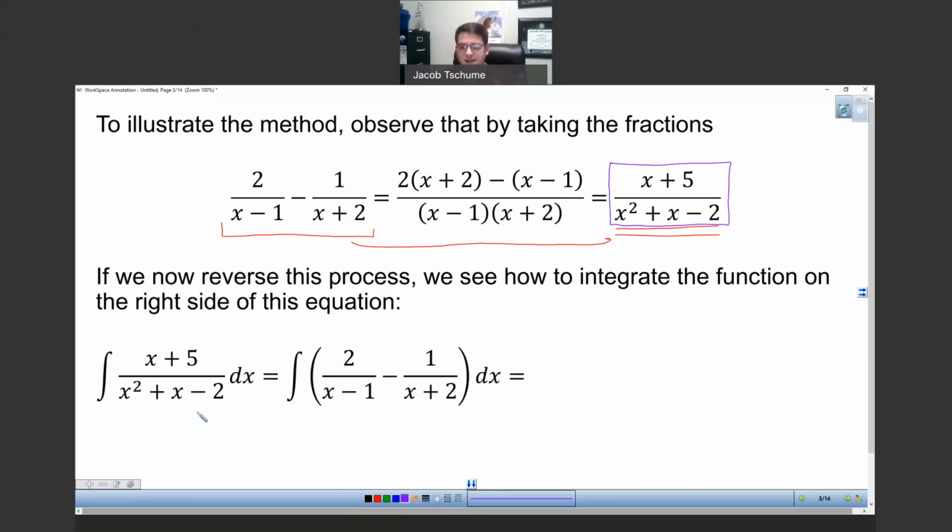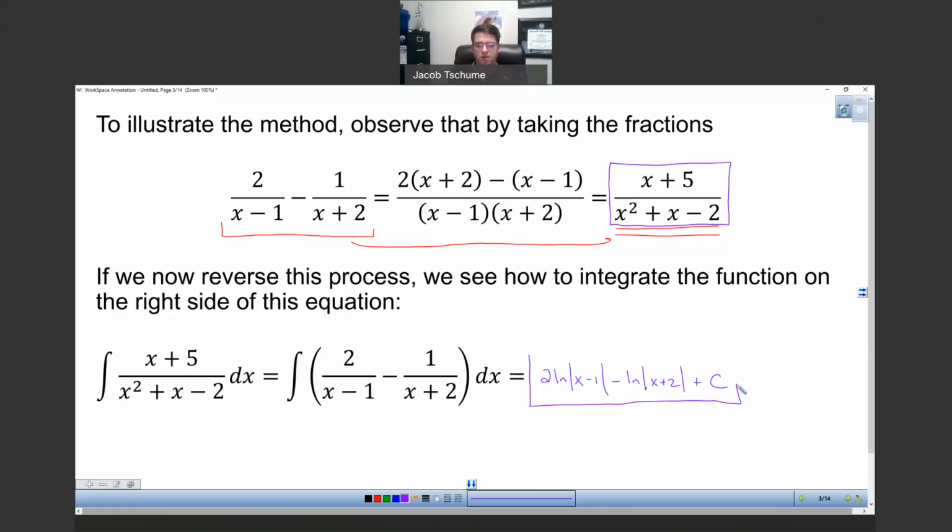So in the end, the goal is to take something like x plus 5 over x squared plus x minus 2, break it down into these two rational functions, and then you can look at both of these and see that both of them actually integrate into relatively easy functions. In this particular case, they both become natural logs. So it would be 2 times the natural log of x minus 1 minus the natural log of x plus 2 plus an arbitrary constant.